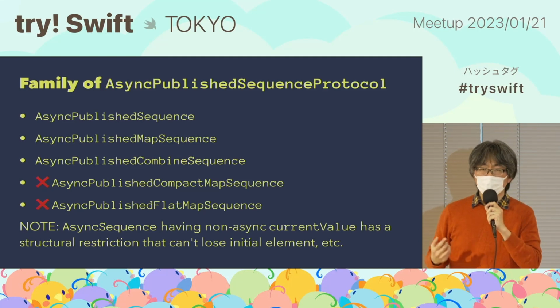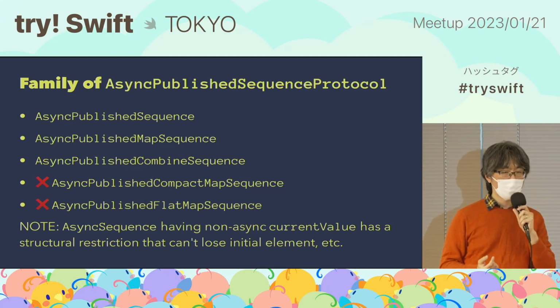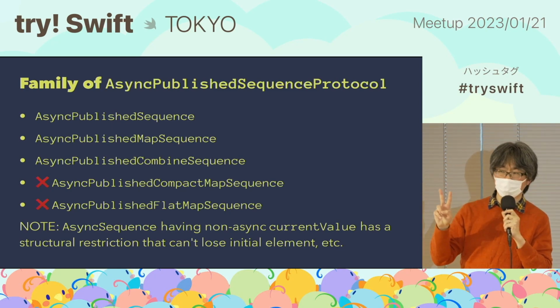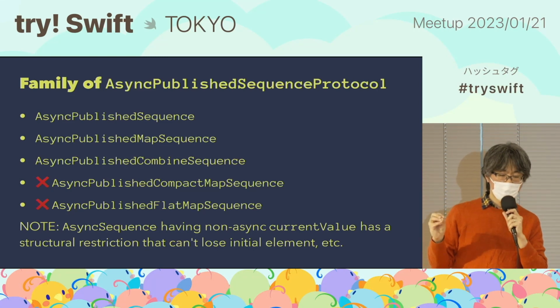The power of this protocol shines when we consider its mapping and combining. So we can combine two async published sequences with the current value, we can combine them together. And we can also map that.